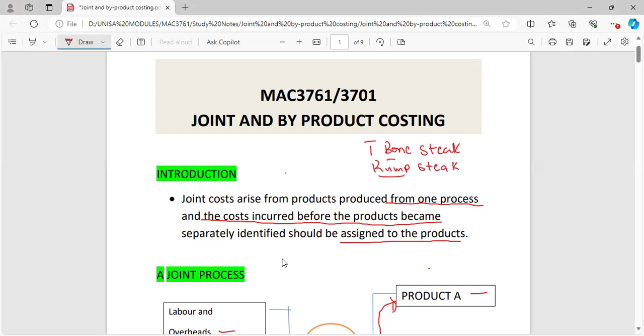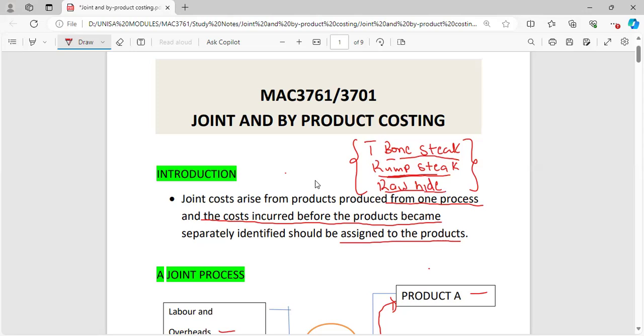Then you will have the raw hide. So these will be the joint products from the process of slaughtering a cattle. But during the process, you cannot be able to identify these. You can only identify them at split off point. So at split off point, that's when you can now say, I'm going to have the T-bone stick, I'm going to have the rump stick, I'm going to have the raw hide.